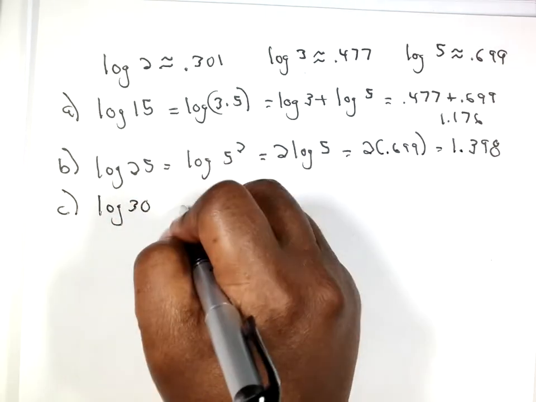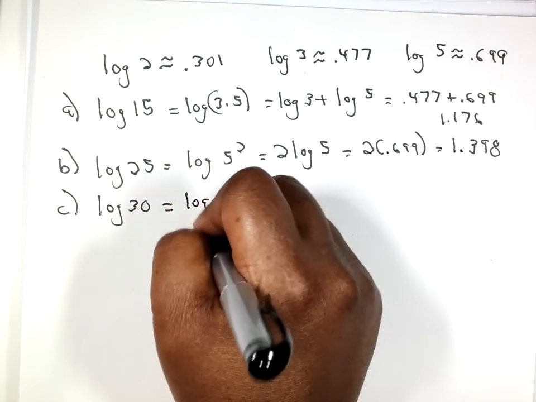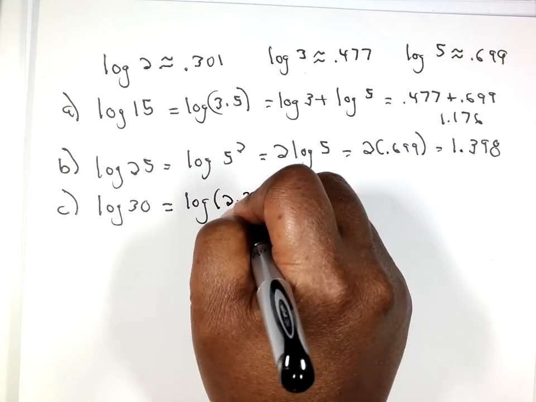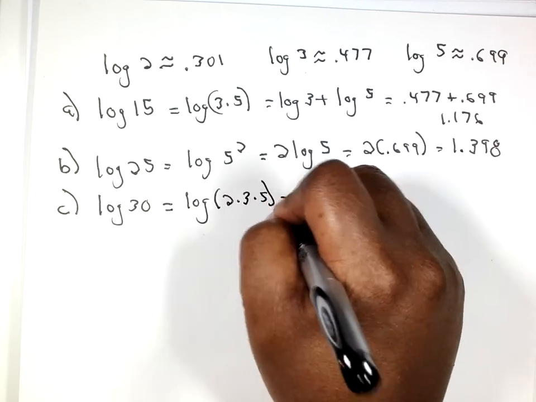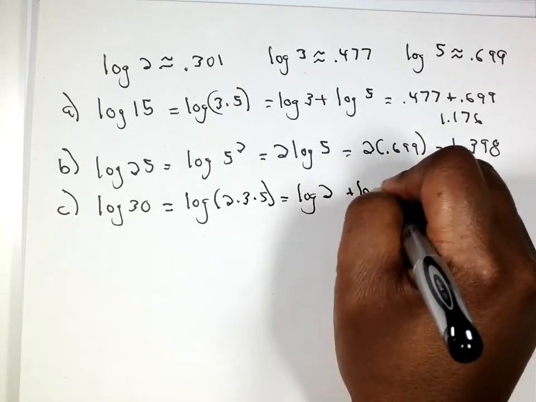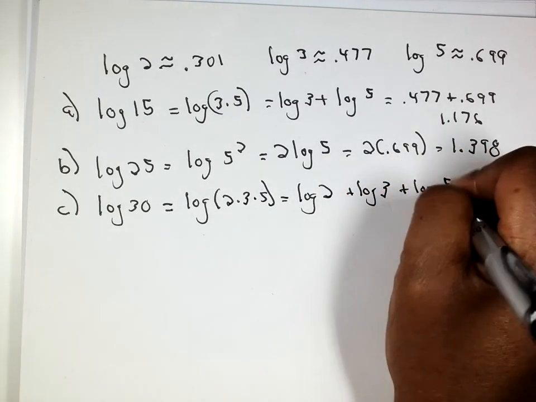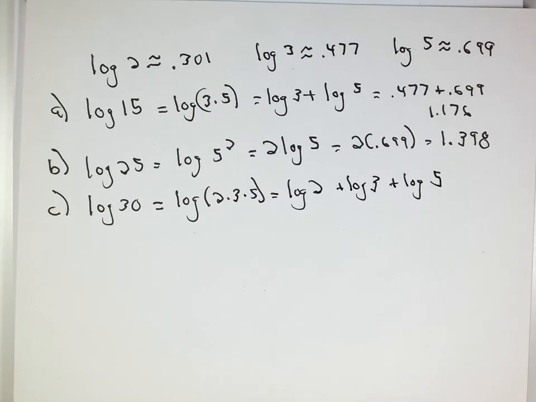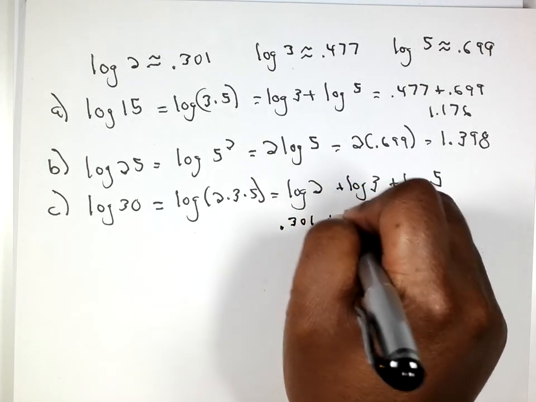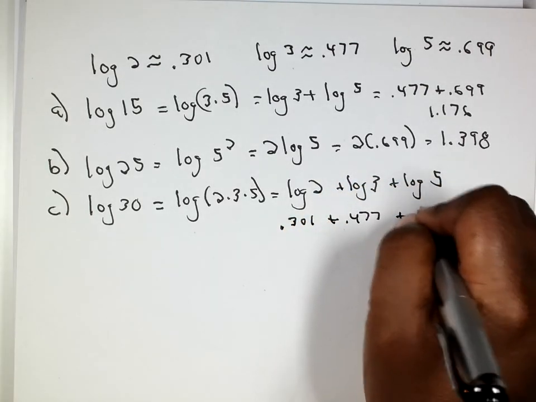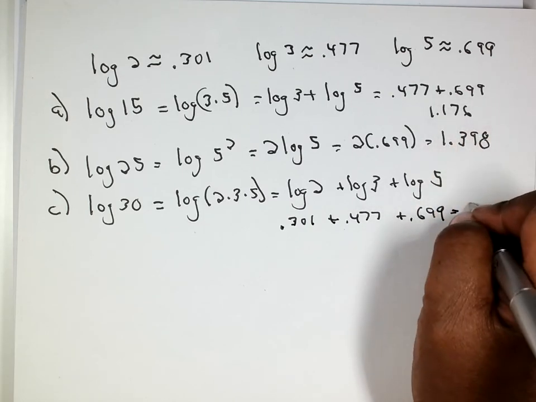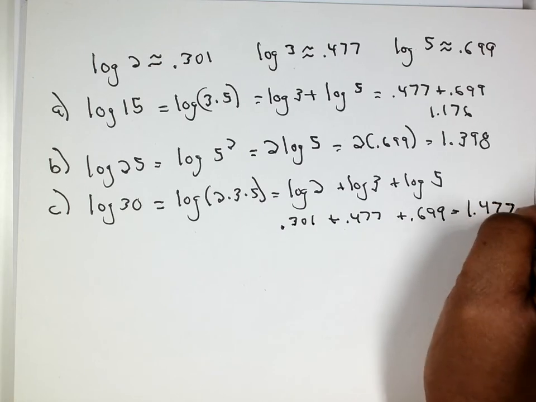C is log of 30. So 30 is going to be 2 times 3 times 5. And then my expansion, because they're all multiplied now, I can rewrite it as log 2 plus log 3 plus log 5, which is going to be 0.301 plus 0.477 plus 0.699, and that adds up to 1.477.